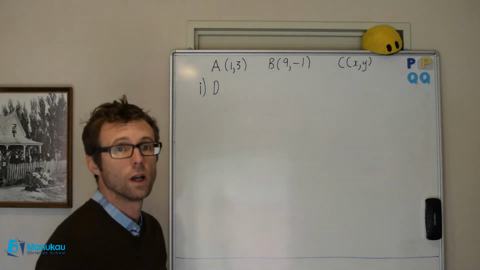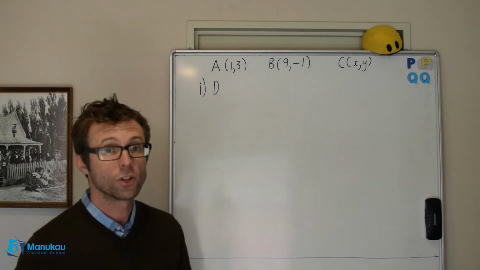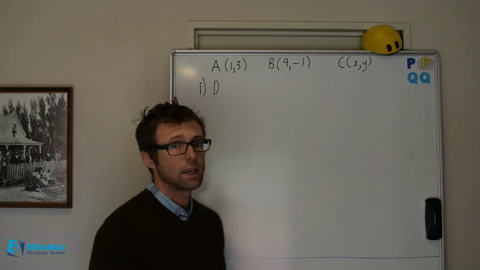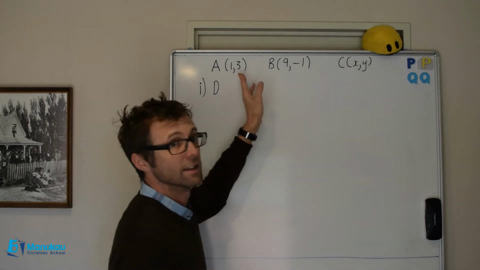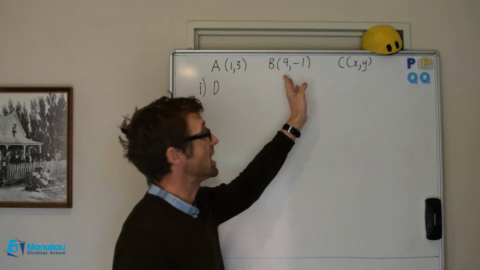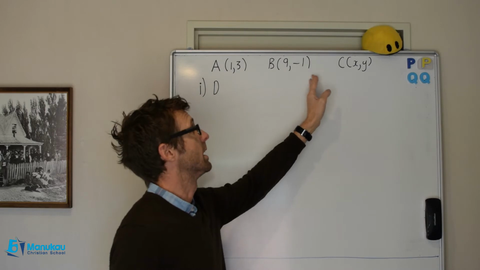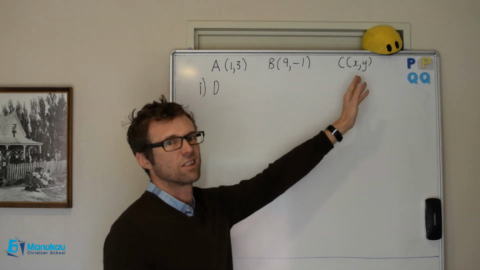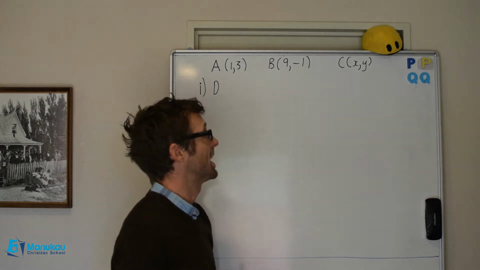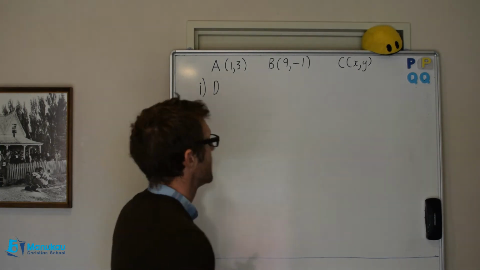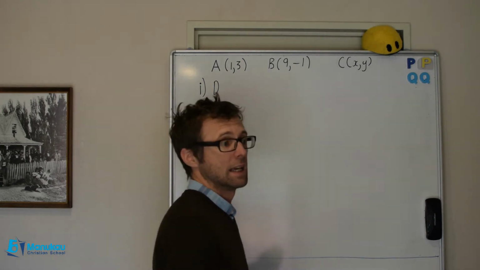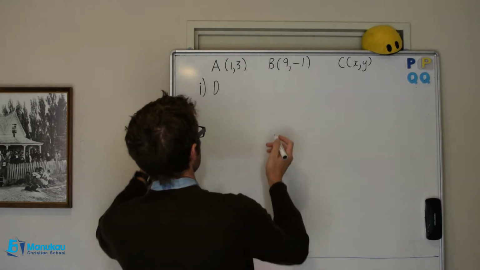Now question 4 deals with coordinate geometry, and here we have some points. A is at (1, 3), B is (9, -1). C has coordinates (x, y), which we're going to have to find out later on, and D is the midpoint of A and B. The first step is to find the coordinates of D.